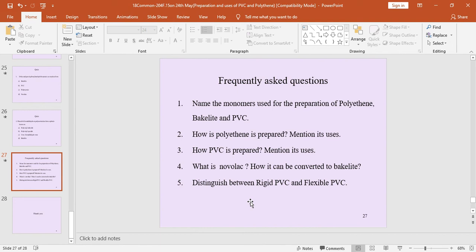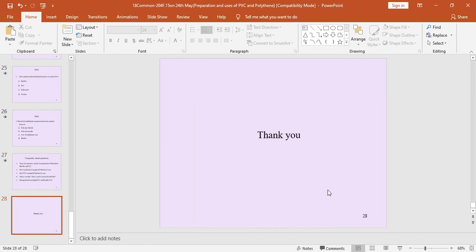Up to now we discussed preparation of PVC, preparation of polythene and also bakelite uses. Next class we are going to discuss the remaining plastics: polystyrene, urea formaldehyde, and Teflon. Remaining three plastics' preparation and uses we will discuss in next class.